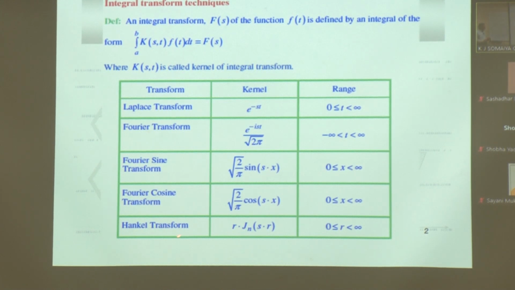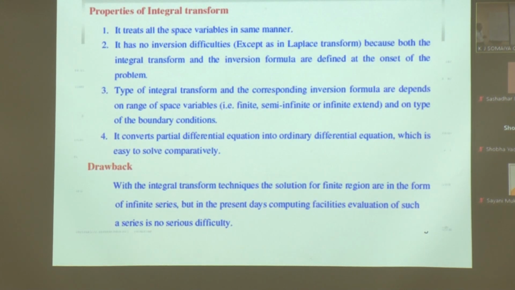And the Hankel transform, again for the r variable, the resulting solution is in terms of a basis function, and of course r varies from 0 to infinity. So this is a little bit about the choice of the transform.